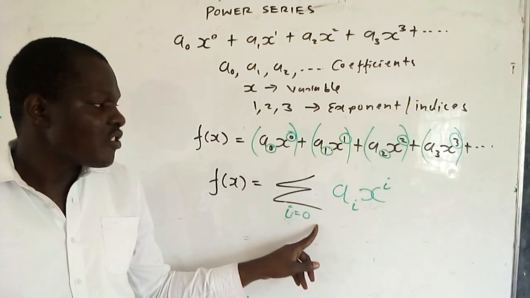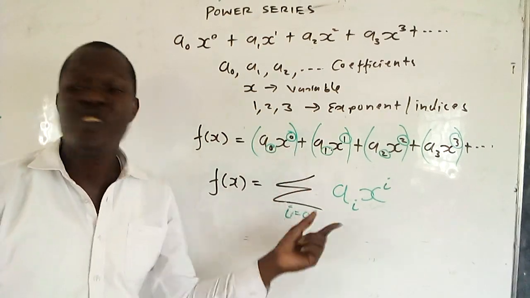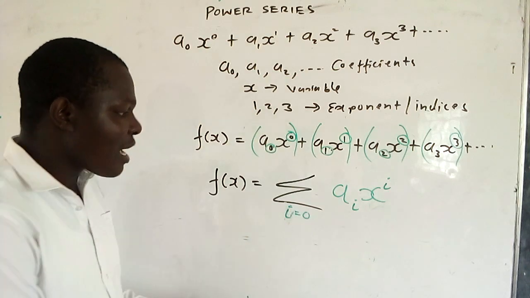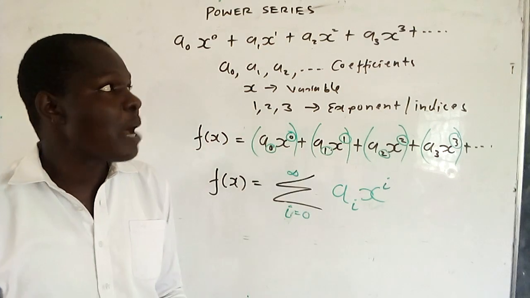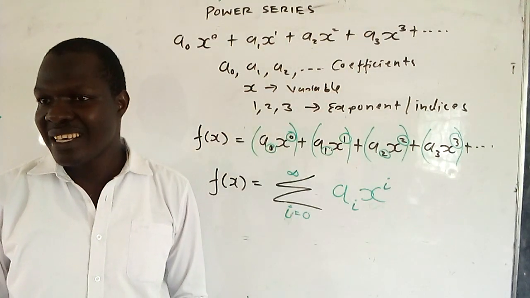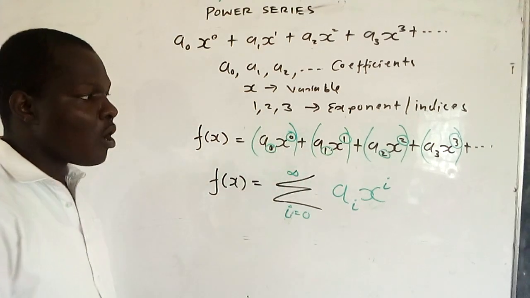Meaning, when i is 0, you have a_0 x^0, the first term, then plus, this summation means you are adding them, isn't it? Then plus, when i is 1. So you are summing from i equals 0 to what? Until you reach the last term, infinity. We don't know where it is ending, isn't it? Are we together? Good. So from there, this is the short form of the power series.